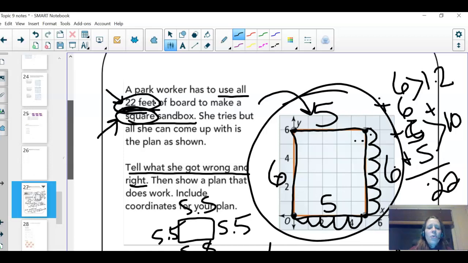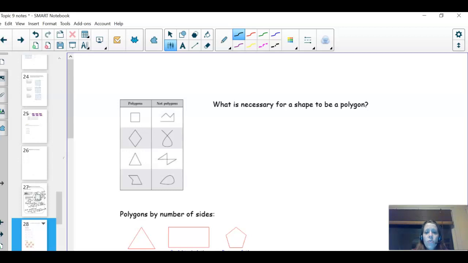Y entonces por hoy vamos a hablar sobre diferentes tipos de polígonos y vamos a hablar sobre las formas y entonces vamos a poner estos a un plano cartesiano. Okay? So let's go ahead and start right away. So I have, these are polygons. So on the next page, en esta página, nosotros vamos a buscar polígonos.